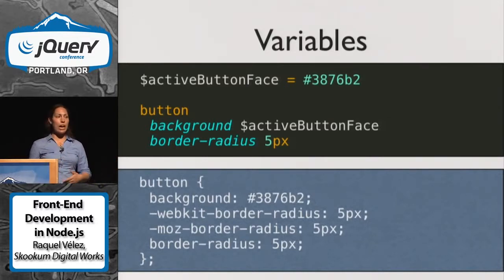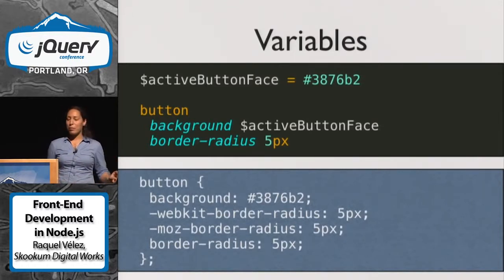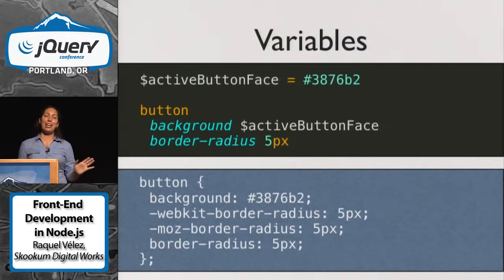But with something like Stylus and variables, you don't have to worry about that anymore. You declare your variable at the very top, say, this is my active button face, done. Now, client comes in and says, I don't like blue, I want orange. No problem. Change it, and you're done, right? I mean, hopefully you've got a nice designer who will actually talk to the person and make sure everything's okay, but that's not my job. I'm not a designer.